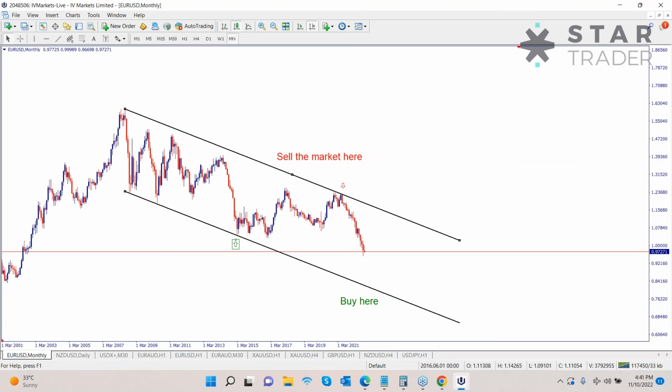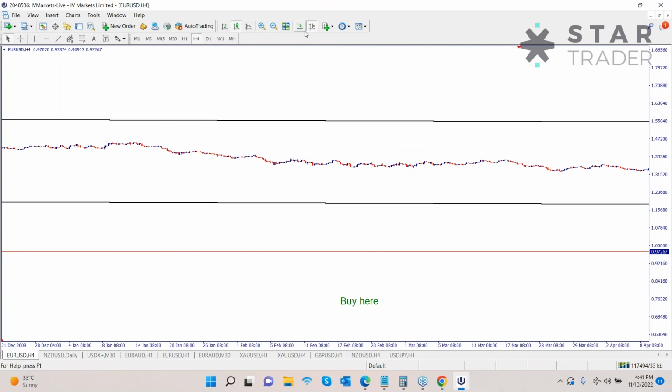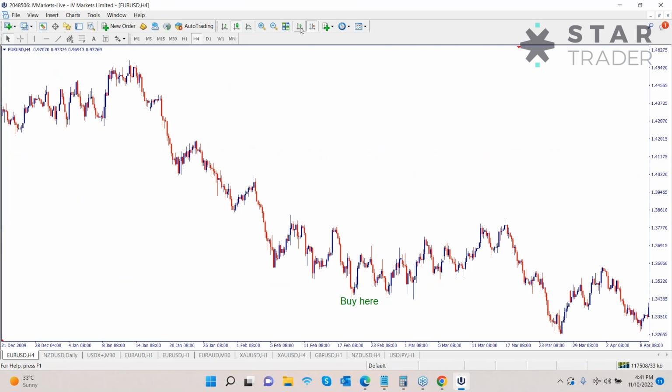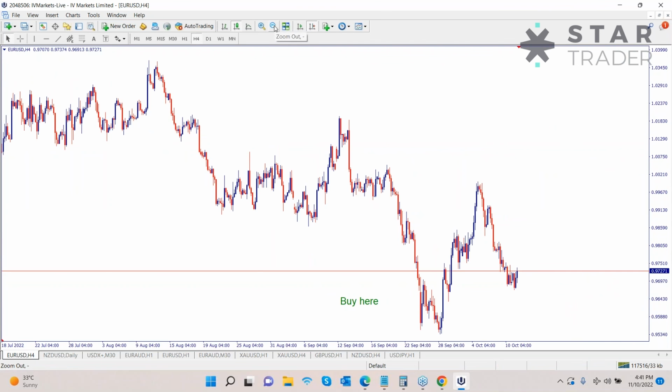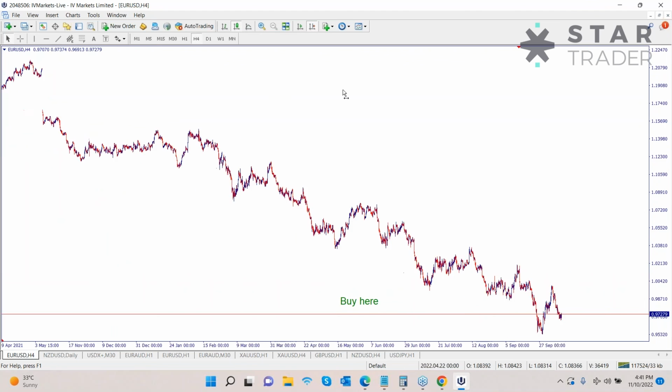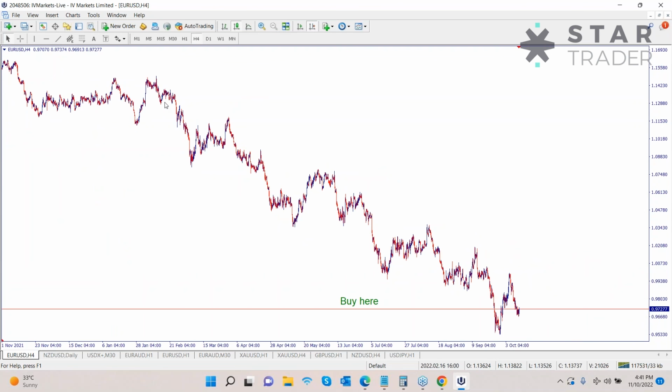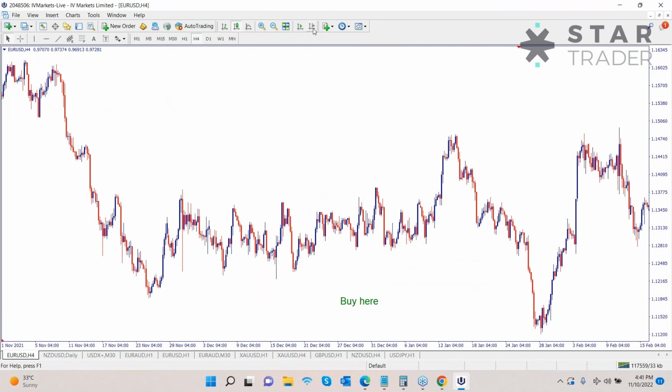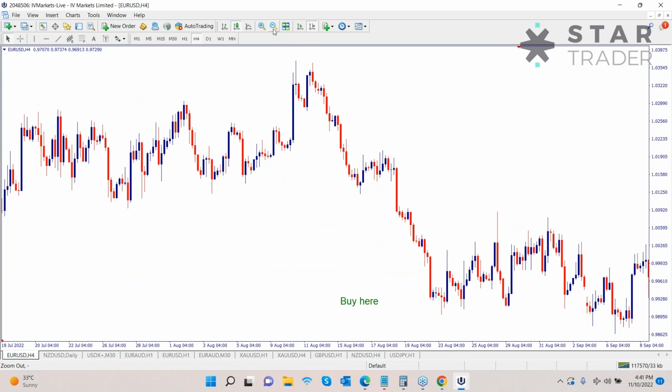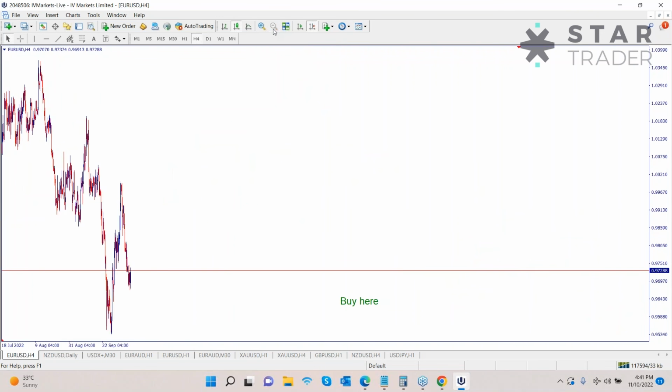And again, there are many things in MT4. For example, I'm using a lower time frame like H4, but I need to see the market as if I am watching it on the bigger time frame. So you can simply minimize your chart and see the market as you want. If you want to see the market zoomed in, you can zoom the chart. If you want to see the market with very small candles, you can zoom out the chart.